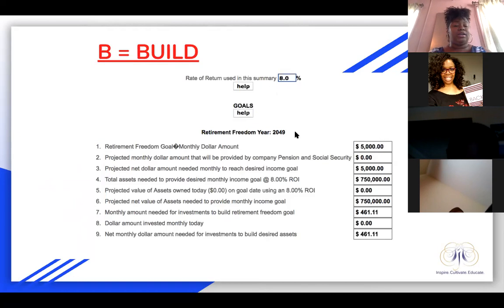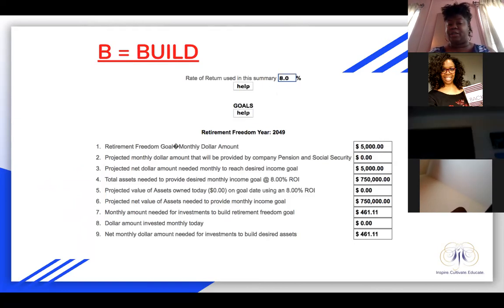Now I'm going to pause here. When it comes to this section, I want you guys to seek a financial advisor, because some of you have investment portfolios already because of your job. You have pension plans, you have 401ks, you have 403bs, and this is to help you with those conversations.